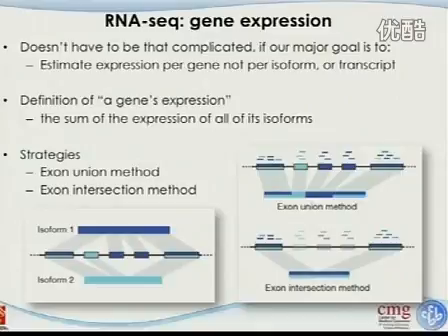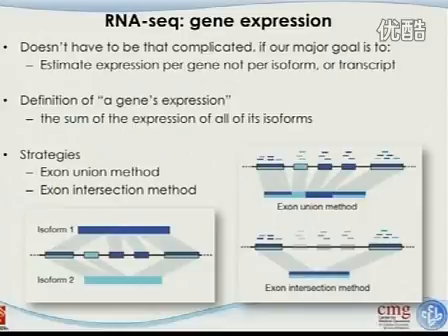The first one is called the exon union method. Let's go through this figure a little bit. This is for the first isoform and this is the second isoform. These are all on the transcript level, and this is on the genome level, so different exons. If I see a dark blue one, that means it's only coming from the first isoform. This is only from the second isoform. And for these hybridized ones, it is from both isoforms.